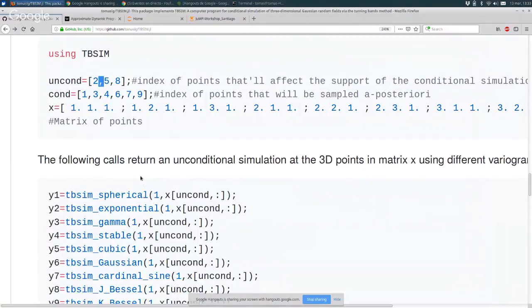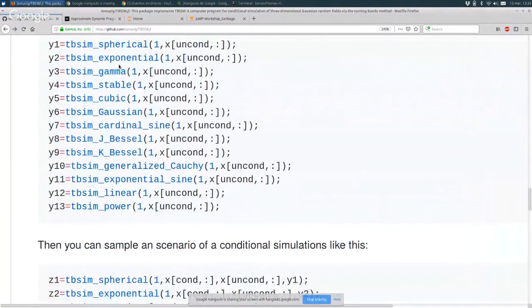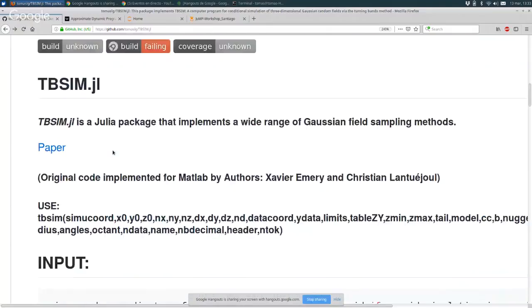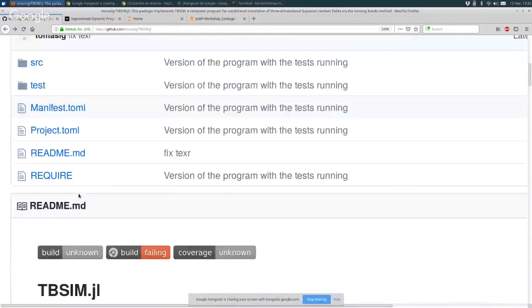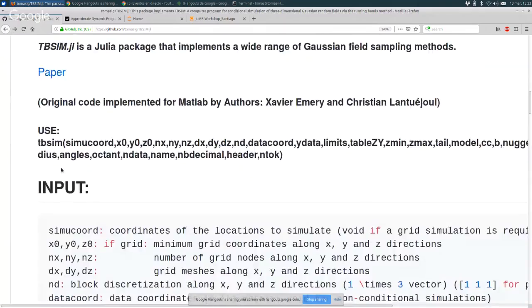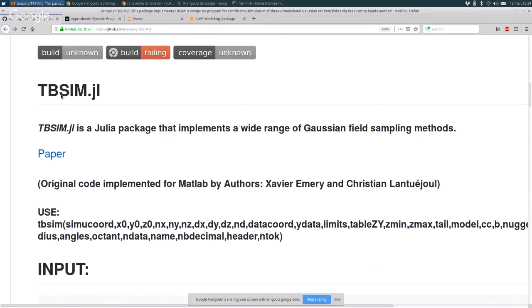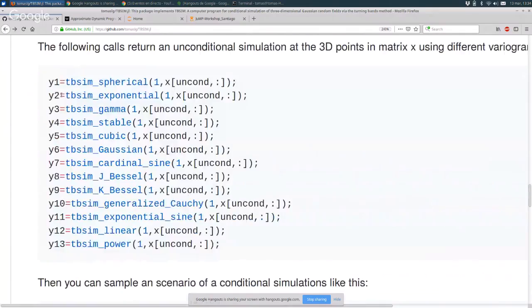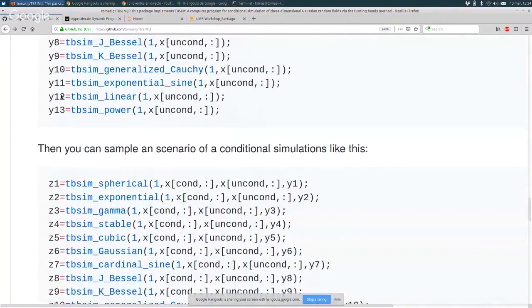So here, for example, you have different covariance matrices. All of them are explained in this paper that I referenced over here. And actually, what I did was implement the code that was attached to that paper for Julia. So it's a pure Julia implementation, and I did some kind of interpretation of what these people were doing.